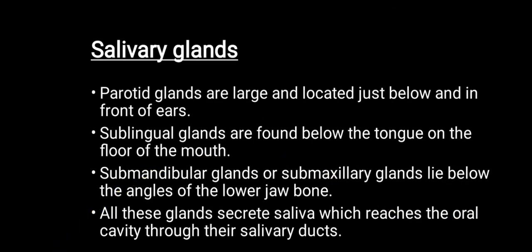Let's see about the location. Parotid glands are large and located just below and in front of the ears, on either side of the ears. Sublingual glands are found below the tongue or the floor of the mouth. And submandibular glands, also called submaxillary glands, lie below the angles of the lower jawbone. The function of all these glands is to secrete saliva, which reaches the oral cavity through the salivary ducts.